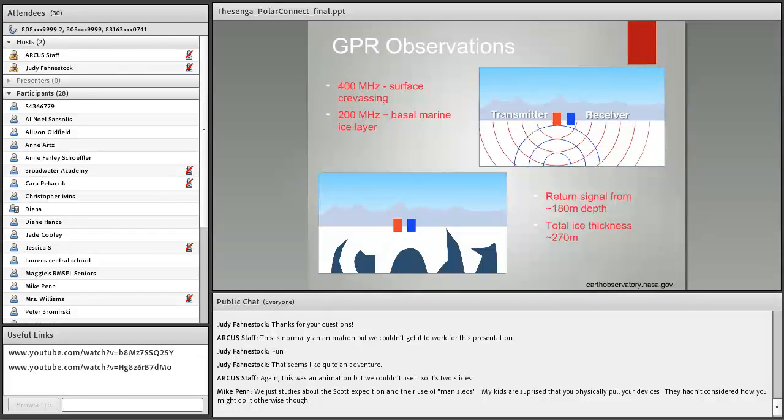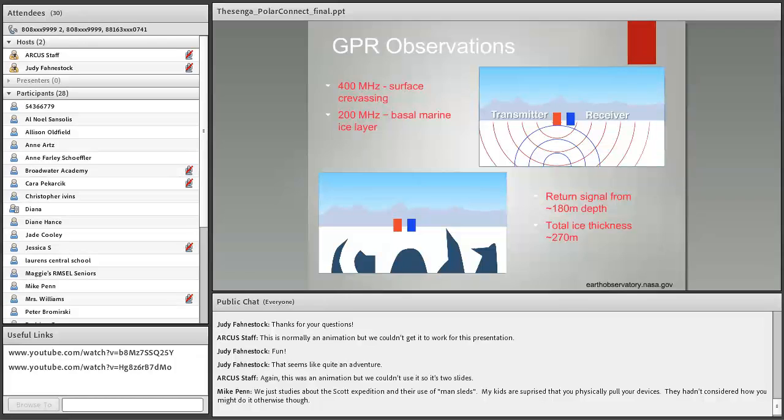But we did find something really interesting, which was a change in the type of ice. We're going to go into that in a little bit. But basically we picked up on something called a basal marine ice layer. So we'll go into that in just a second.